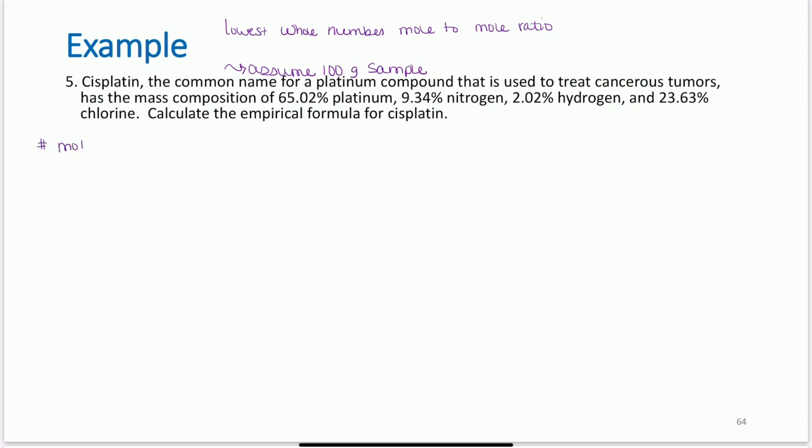So first, let's find the number of moles of platinum. 65.02% would be 65.02 grams. Convert that to moles of platinum. 1 mole of platinum is 195.08 grams. It's one of your transition metals, and it's a little lower on the table, so it's a little bit larger mass. This equals out to 0.3333 moles of platinum. Next, number of moles of nitrogen.